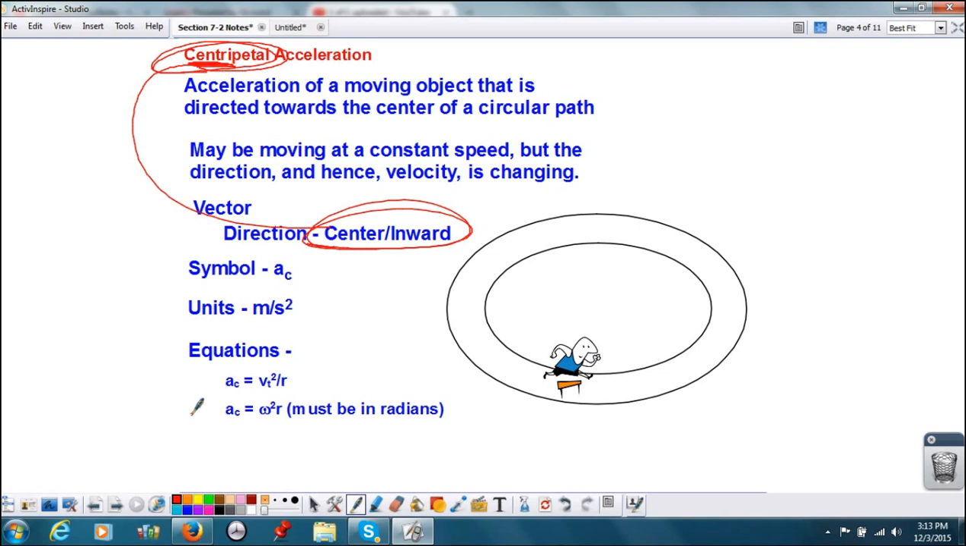Okay, one last thing to remember is A sub c is for direction, and the tangential acceleration is to describe a speeding up or slowing down.